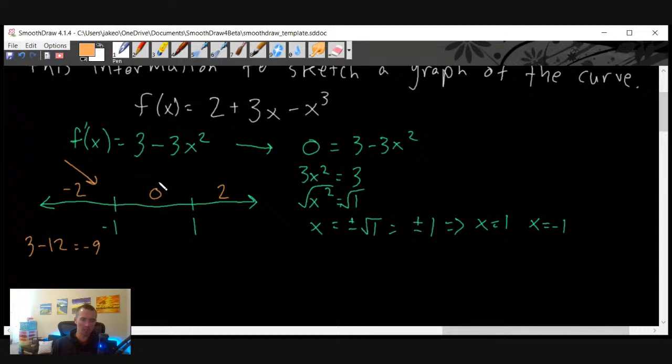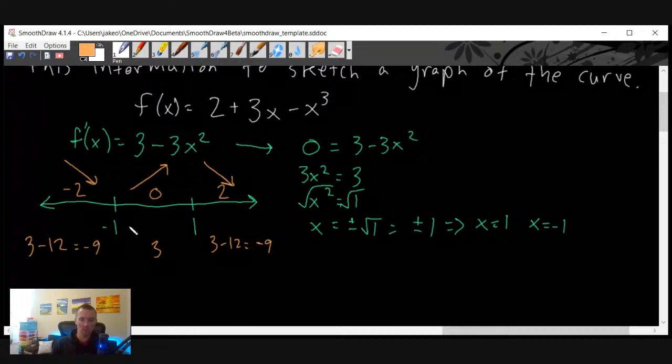Then if we plug in x equals 0, we're going to get 3 minus 0, which is 3, which is a positive number. So that tells us that our slope is positive, which means that our function is increasing in this interval. And then if we plug in 2 into our derivative here, we're going to get 2 squared, which is 4, times -3 would be -12. So 3 minus 12 again, which is again -9. So our derivative is negative, which means that the slope of our original function is negative, which means that our function is decreasing over here.